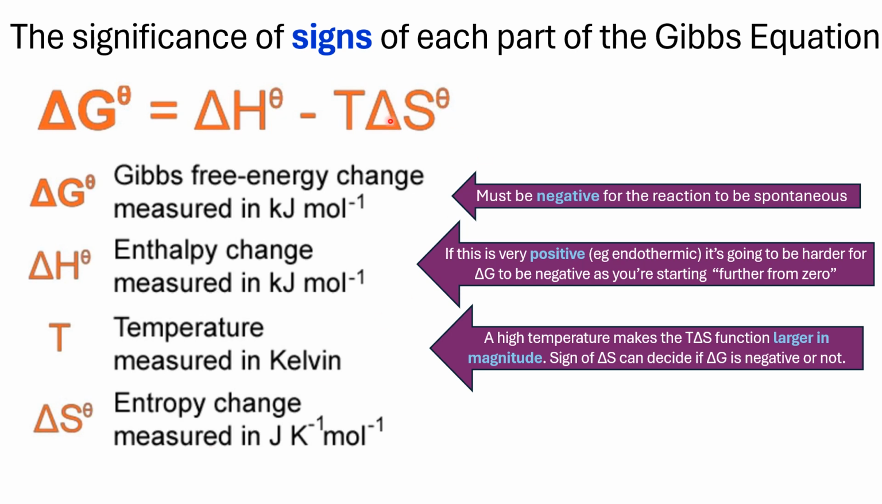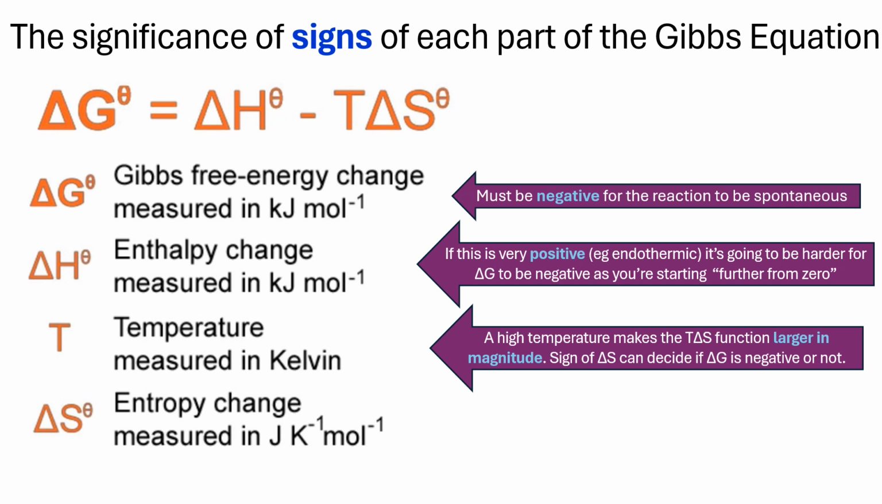So if delta S is positive, a minus and a plus go together to make a minus, which means this is more likely to be negative. If this is negative, then a negative delta S plus minus T delta S, two negatives together, make a plus. So that pushes it further into the positive side of the integer spectrum. In other words, further away from zero.